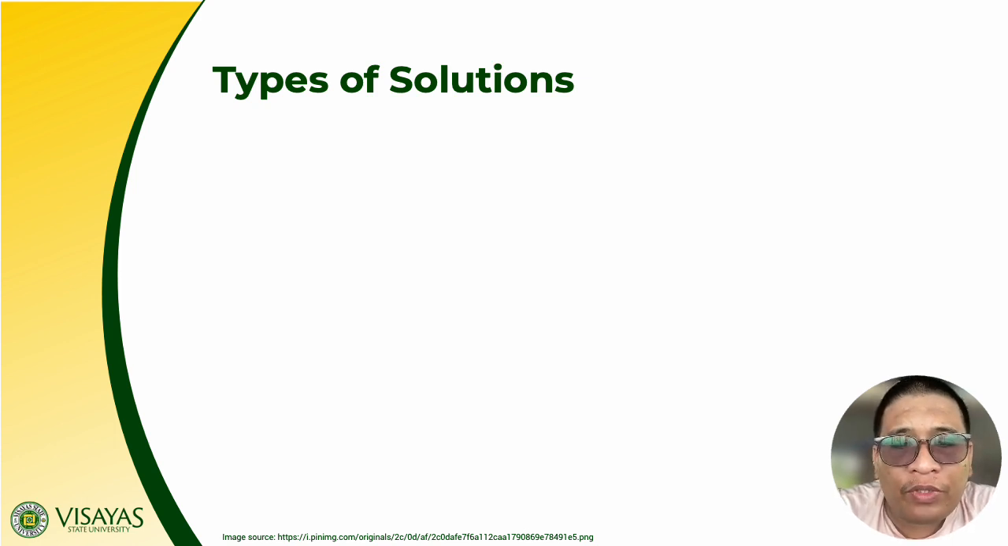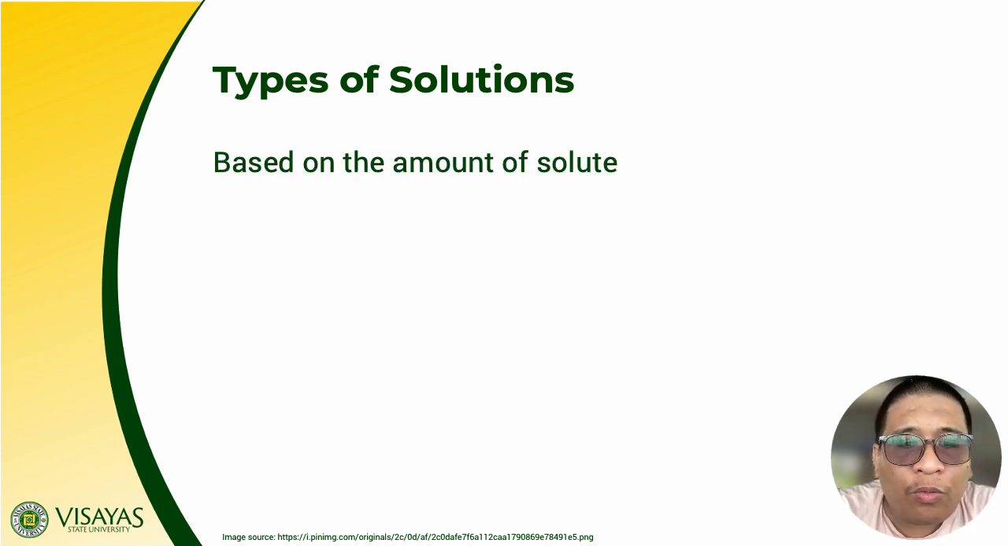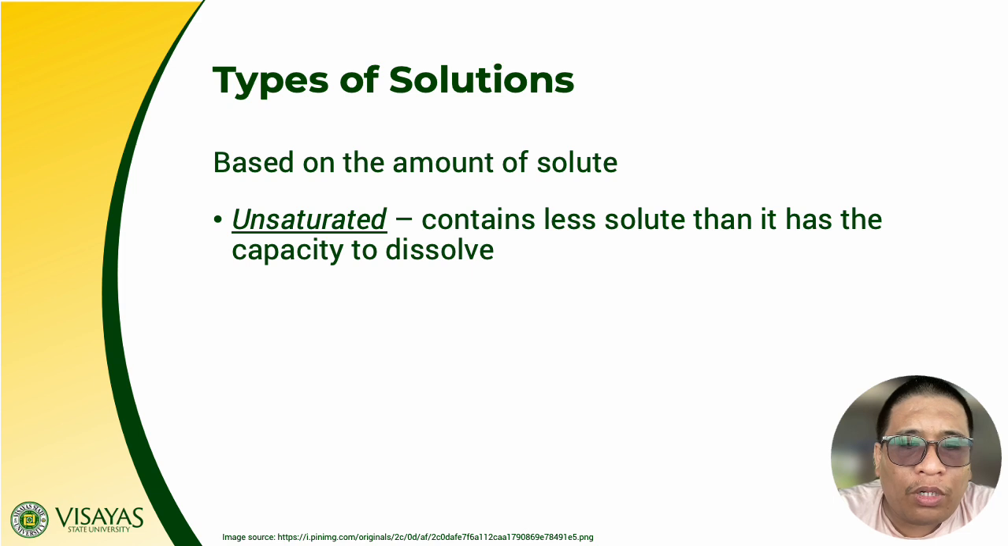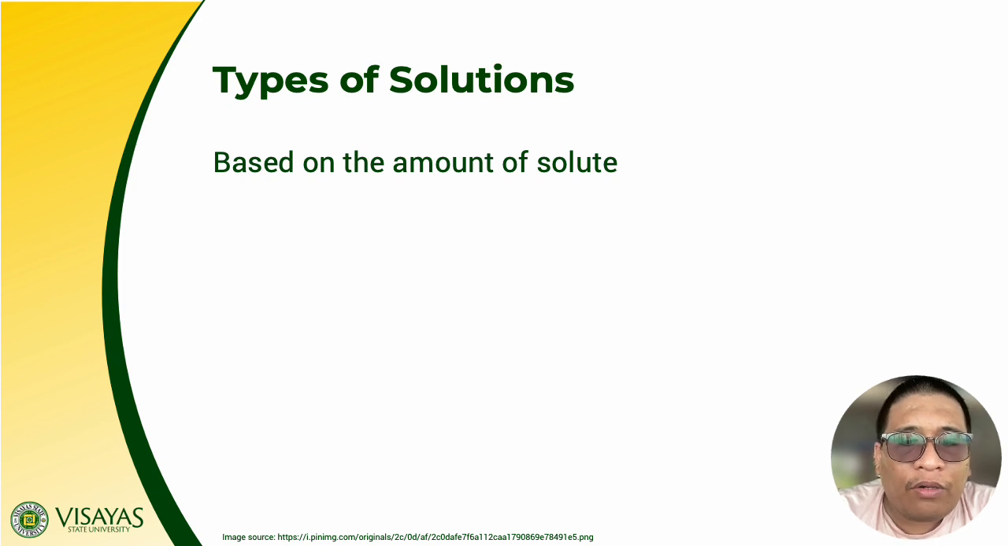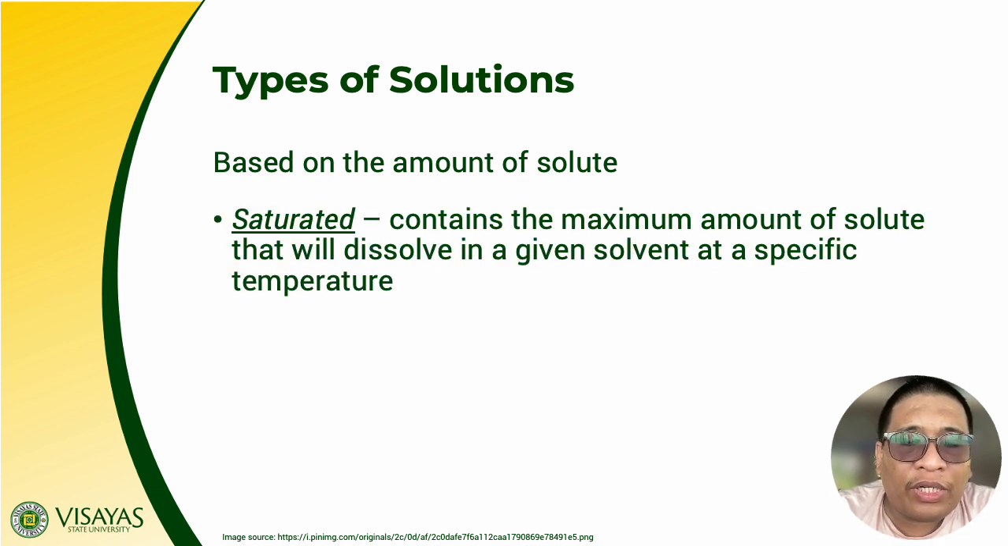Now there are different types of solutions. One would be based on the amount of solute. For this type of solution, we have the unsaturated, which means it contains less solute than it has the capacity to dissolve. And then for the other one, we have saturated. Of course, it contains the maximum amount of solute that can be dissolved in a given solvent at a particular temperature or a specific temperature.